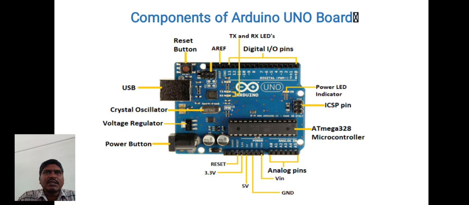The next one is the ICSP pin, that is in circuit serial programming pin, which allows the user to program using the firmware of the Arduino board. The next one is the power LED indicator. The on status of this LED shows the power is on, that is activated. When the power is off, then this LED does not light up.